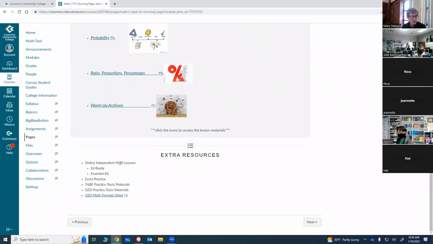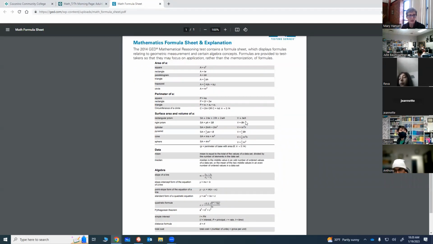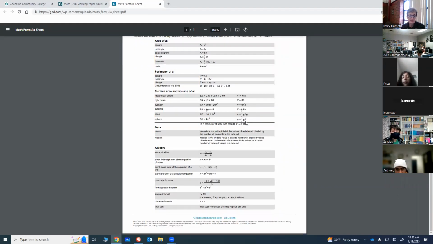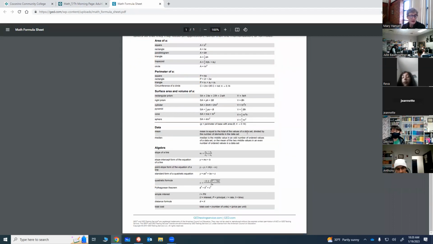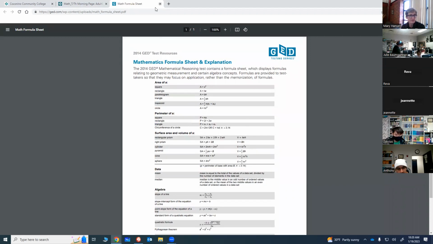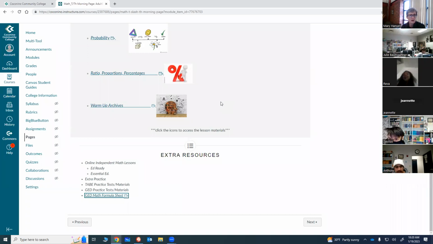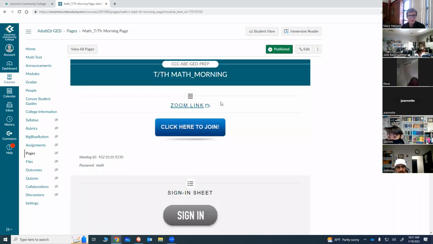And then under extra resources, down here at the very bottom, GED math formula sheet. If you click that, that will take you to the formula sheet that you are given while you're taking your GED. It's a document you want to be familiar with to know what's on there, because you'll have that same document when you take your GED. So there are some floating around in the classroom. If you locate one. Oh, yeah. And I can, of course, if anyone wants me to print one out for you, I can.